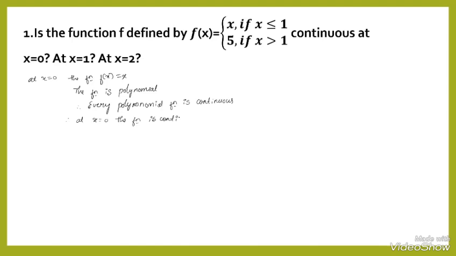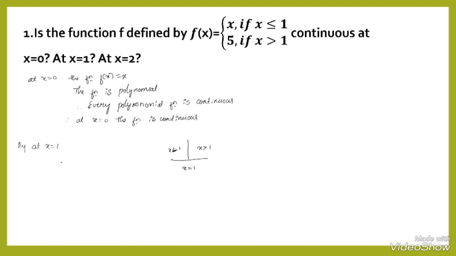Similarly, at x = 1. The given condition is x less than or equal to 1 and x greater than 1. By the definition of the function, we draw roughly at x = 1, with x less than 1 on one side and x greater than 1 on the other. We have to check the limit points.